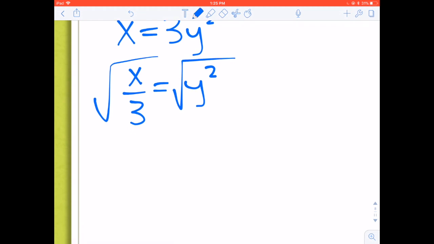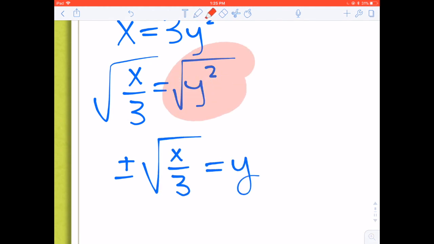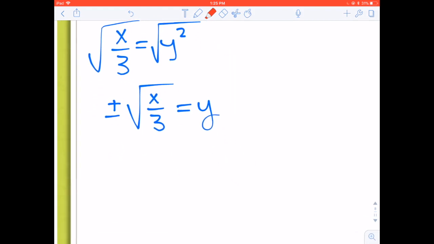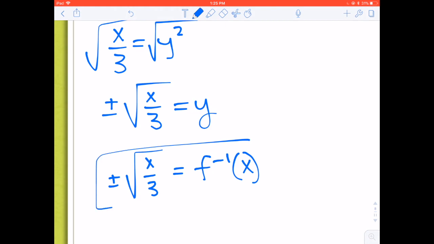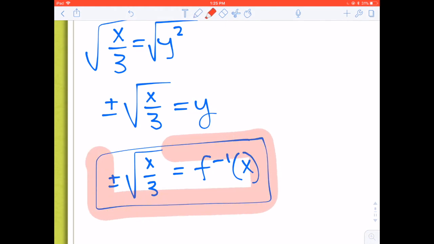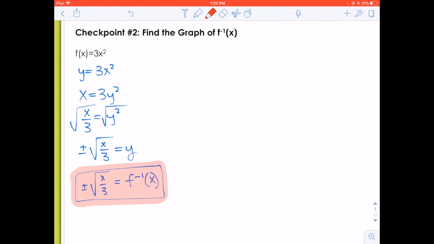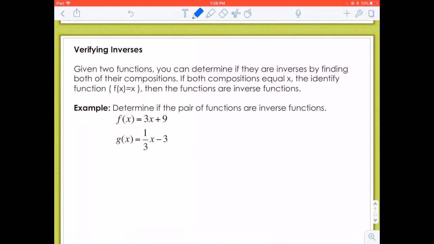Then we have to take the square root of both sides to get rid of that y squared. Now pay close attention, this is where students mess up. I need a plus or minus square root of x over 3 equals y because I took the square root here. And then my last step is to replace y with f negative 1 of x. And that is my final answer. So, first replace f of x with y, then switch x and y, then solve for y and replace y with f negative 1.